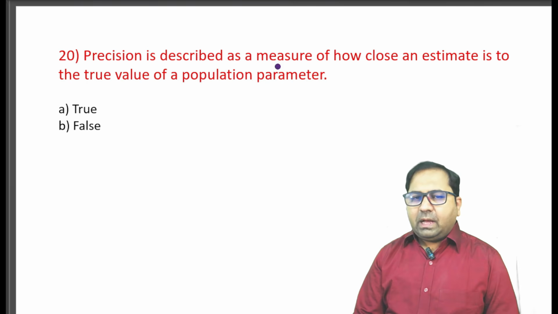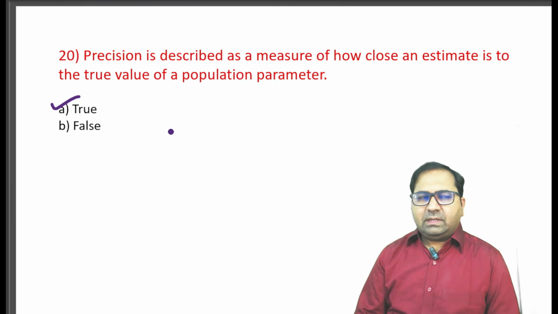Precision is described as a measure of how close an estimate is to the true value of a population parameter. Is this a true statement or a false statement? This is a true statement. Precision is described as a measure of how close an estimate is to the true value of a population parameter. This you have to remember. This is the definition of precision.